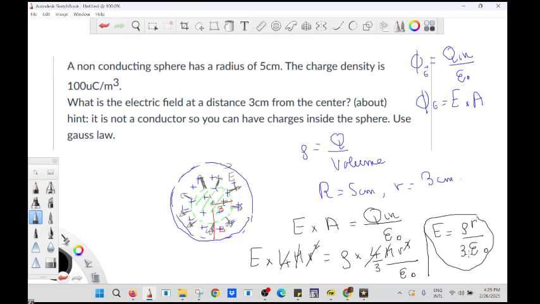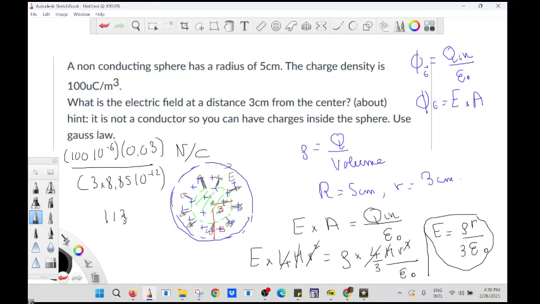And then you can plug it in. You can do the density 100 micro, 10 to the negative 6, times the small distance 0.03, and then you have 3 times 8.5 times 10 to the negative 12. The unit will be Newton per Coulomb for the electric field. And you should get something like 113,000 Newton per Coulomb.